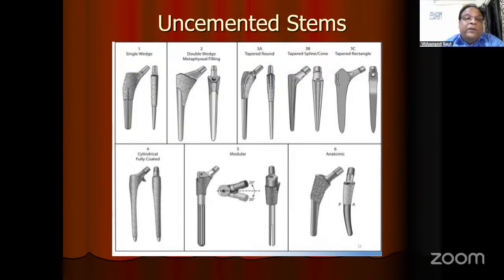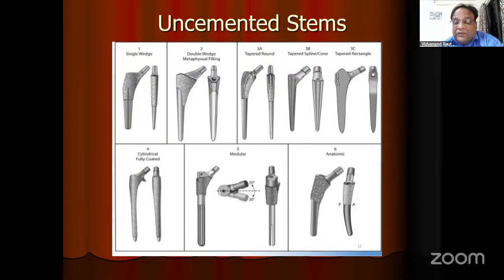Type 4 is the cylindrical stem, which is fully coated, made of cobalt chrome. The classic example is the Solution stem from DePuy. This is going out of favor now, and we will discuss the reasons. Then type 5 is the modular stem, like the S-ROM from DePuy, or the MRP-Titan or Empyrean from Smith and Nephew. And last, number 6 is the anatomic stems, which are bowed to accommodate the bow of the femur, so they come in right and left sizes.